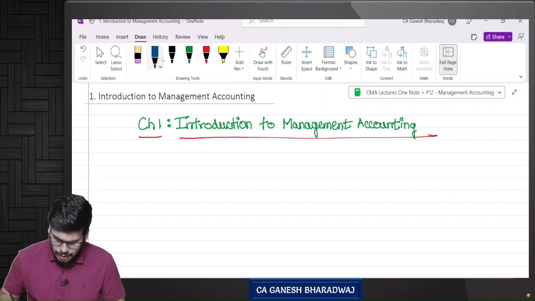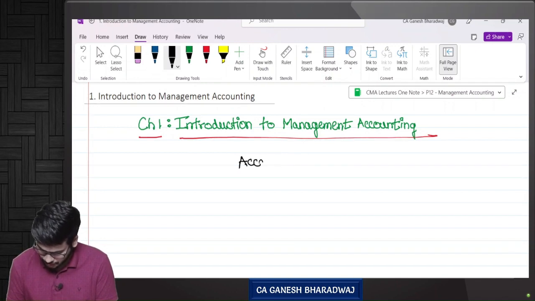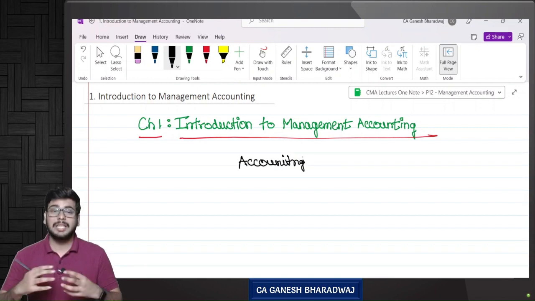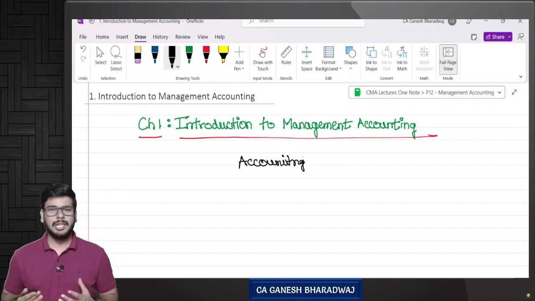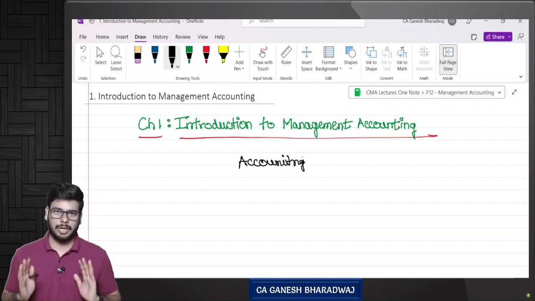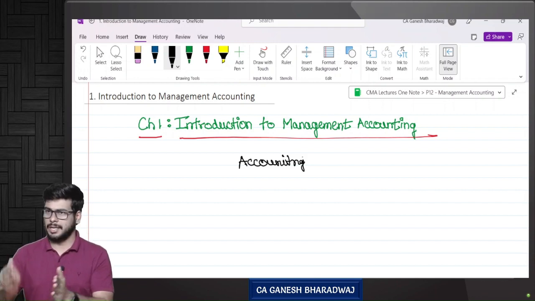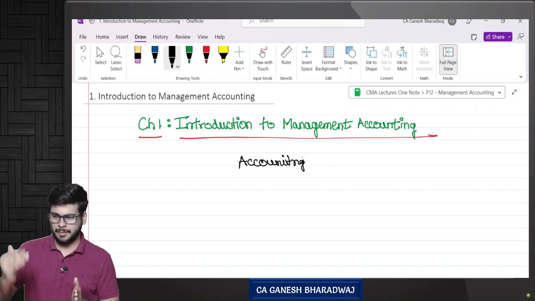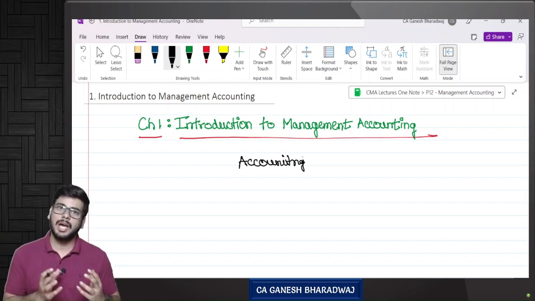Now, accounting, let me just broadly classify the different branches of accounting. But till now, if someone says accounting to you, you automatically jump to the conclusion that accounting means what? Journal, ledger, trial balance. Then you prepare your financial statements like profit and loss account, balance sheet. No, that is your financial accounting.